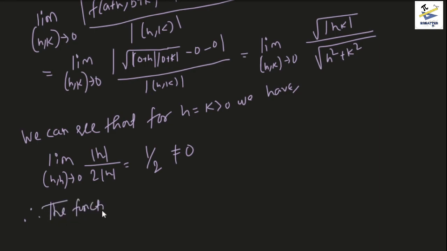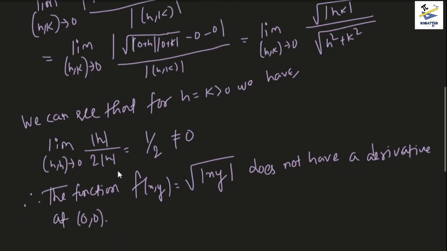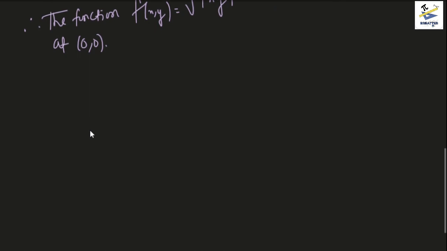Therefore the function f of x comma y equals root over of mod xy does not have a derivative at 0 comma 0. So this is what it basically means. Now this is obviously one of the ways we can find out the derivatives, but there are of course other ways we can show that this is not possible.